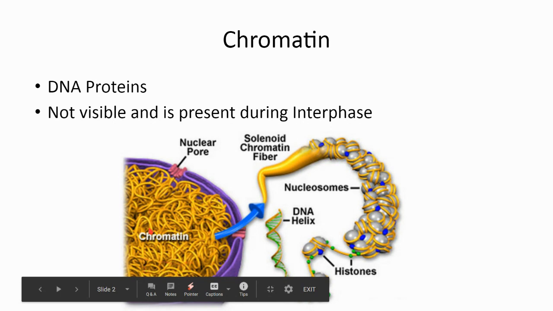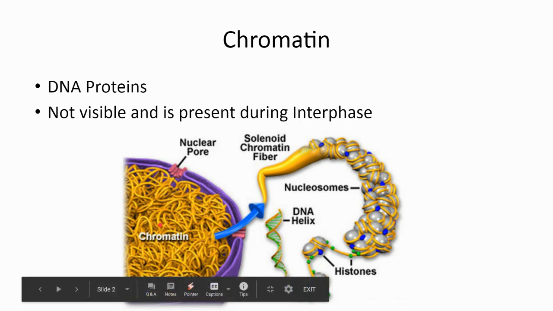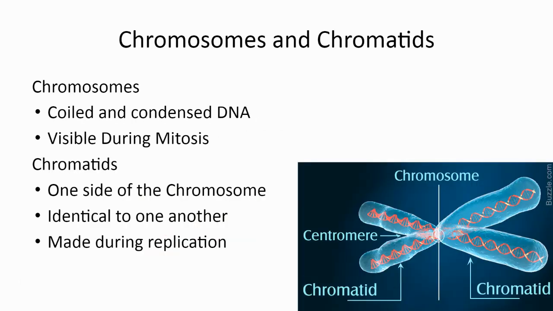So chromatin. Now, this is also not visible. And it is present during interphase, which we're going to get to in a second. So that word might be a little bit new. Chromatin, though, is uncondensed, spaghetti-like DNA. Now, with chromatin, we're going to condense it down. So we're going to take that and we're going to make chromosomes. And those chromosomes are going to be coiled, condensed DNA and they're going to be visible during mitosis.